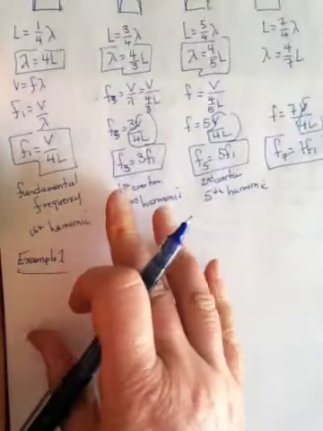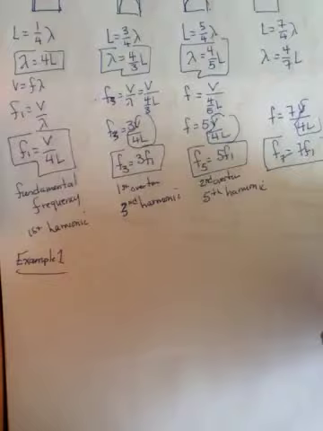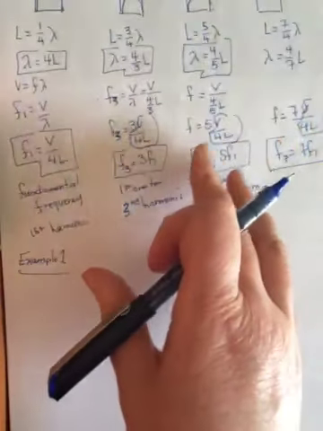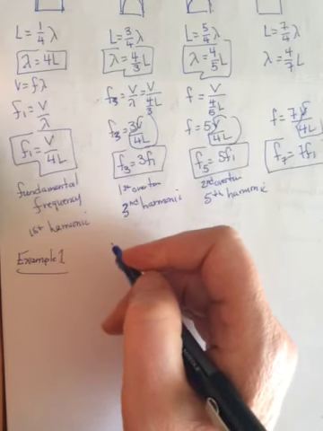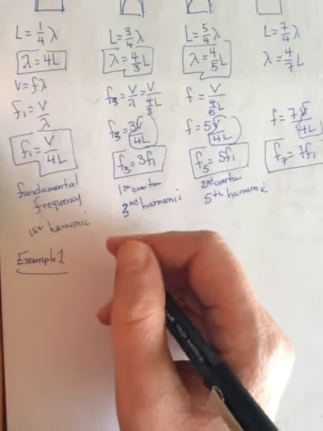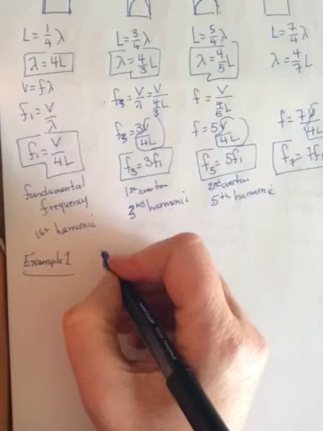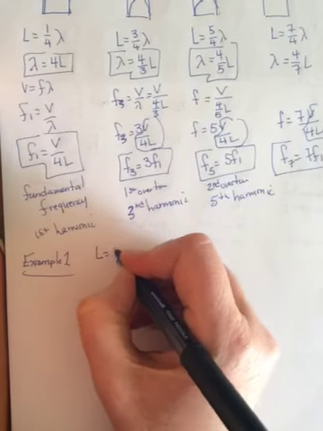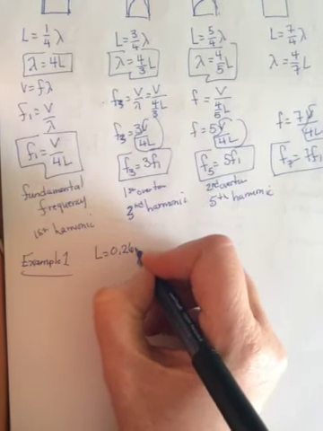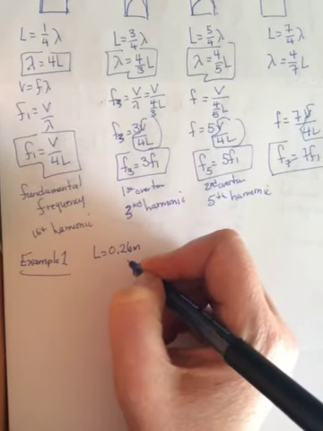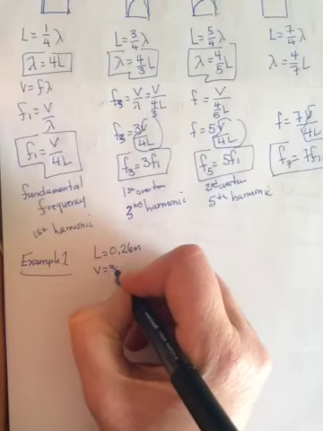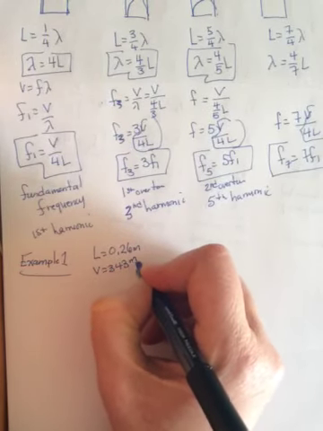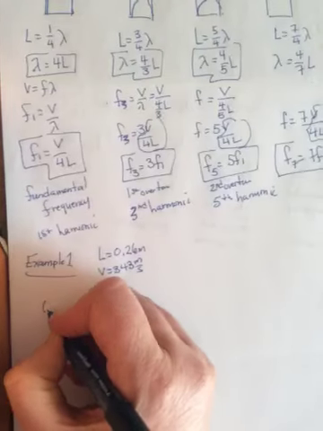Okay, so we need to do a couple of examples just so you can see that even though that might all sound like German to you, it's really not bad. Example 1: determine the fundamental frequency and the first three overtones for a 26 centimeter long pipe. So L is 0.26 meters. Got to change it to meters. The speed of sound is 343 meters per second.